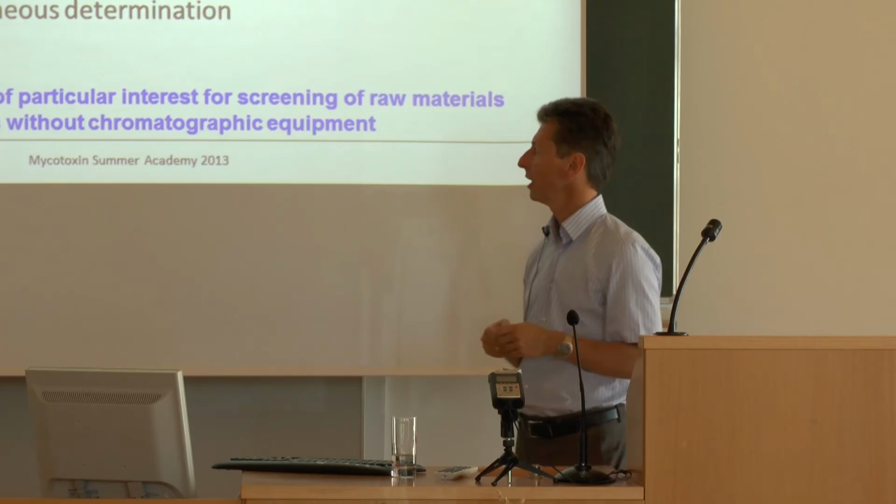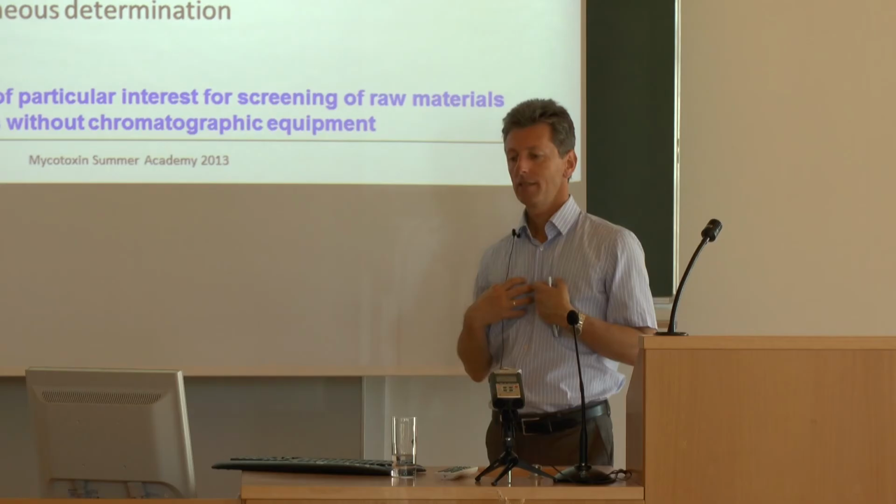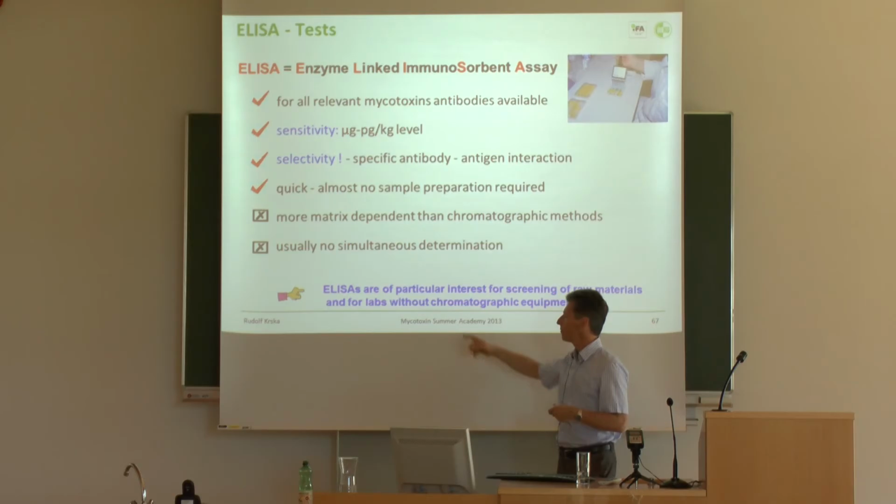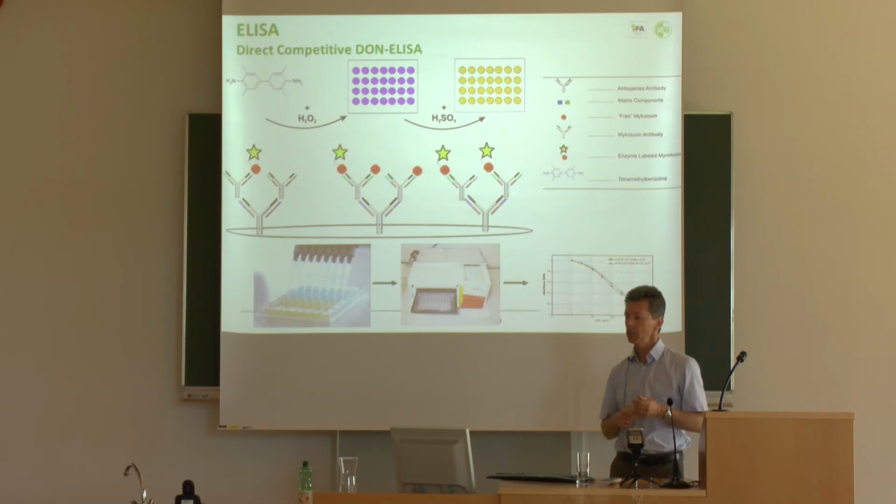So my customer recommendation is ELISAs are of particular interest for screening of raw materials, so of non-complex food materials for labs without chromatographic equipment. So that is also one of the major usages.